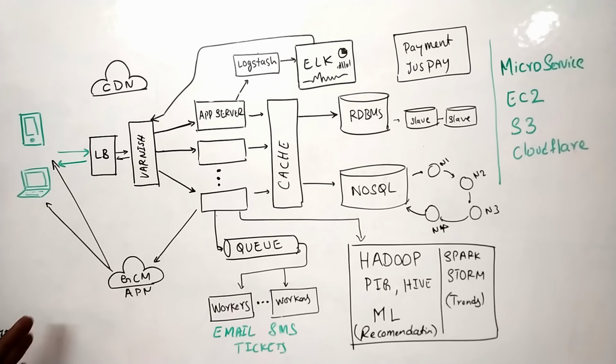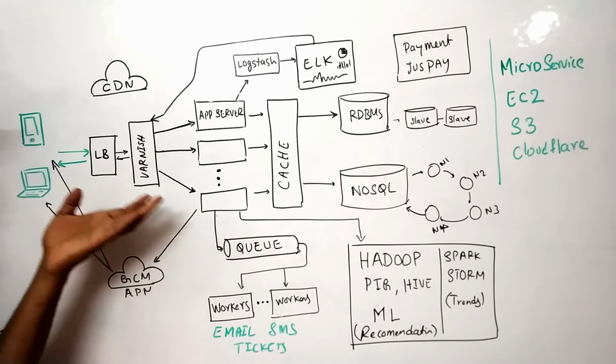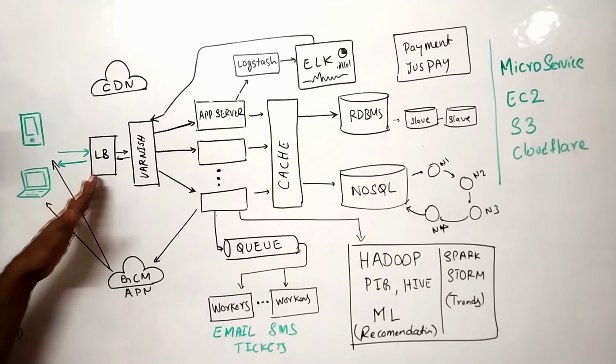Now let's talk about each and every individual component. This over here is the mobile app or application, and this is the desktop. These are two different places from where users are visiting BookMyShow, but the same application server serves the purpose. Okay, so let's talk about load balancing.